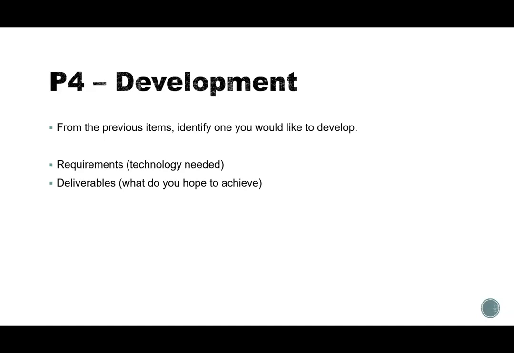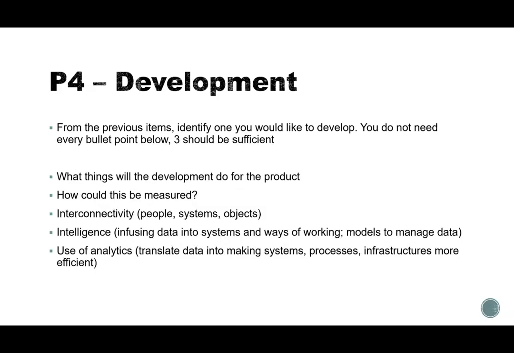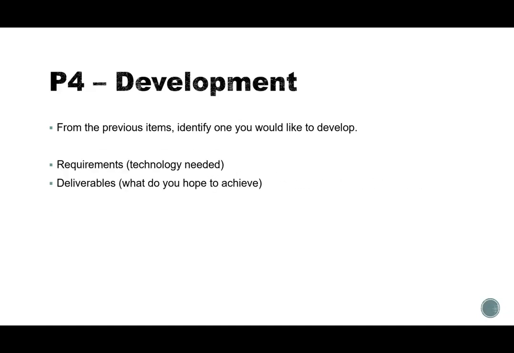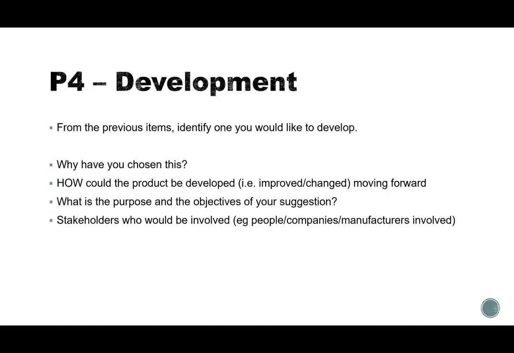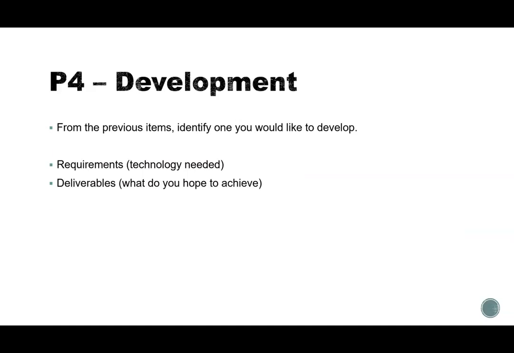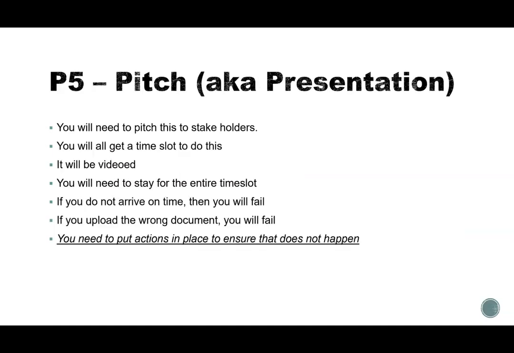What, obviously, do you hope to achieve? Now, some of these bullet points may overlap each other, I appreciate that. And you don't necessarily have to do each and every bullet point, otherwise you'll be presenting forever. However, you do need to go over a sufficient range of them, and especially the ones at the beginning, which is like, why have you chosen this and how could you potentially develop it moving forward?